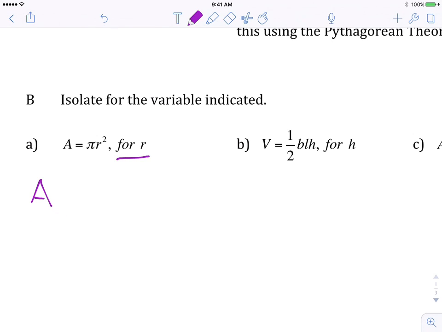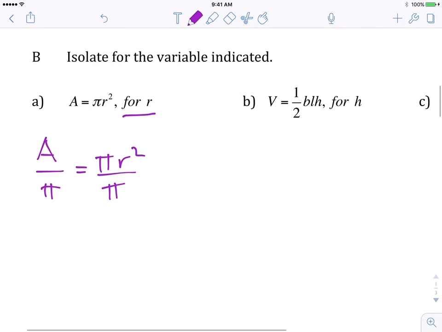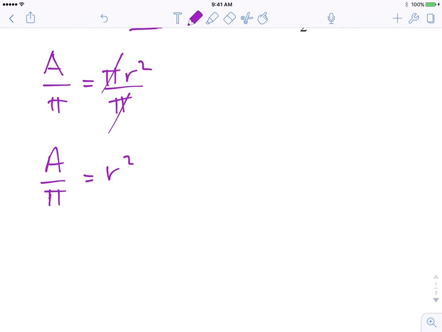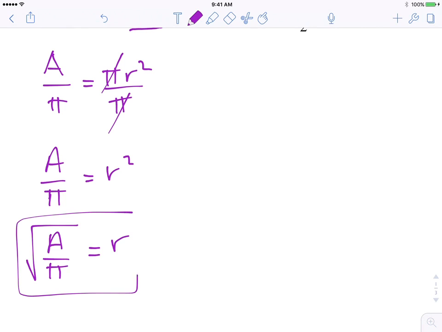A divided by pi is equal to pi r squared divided by pi. And of course, if you divide the right side by pi, it's basically eliminated from there. So we're left with A divided by pi is equal to r squared. How do we isolate the r? We square root both sides. If we square root this side, we get the square root of A divided by pi. If we square root r squared, we get r. So that is our answer.